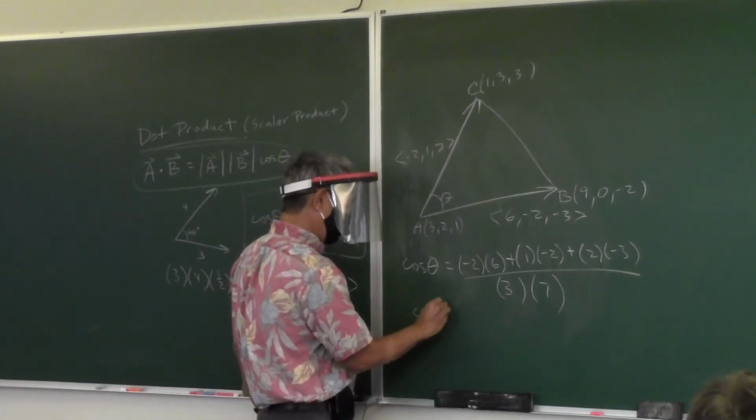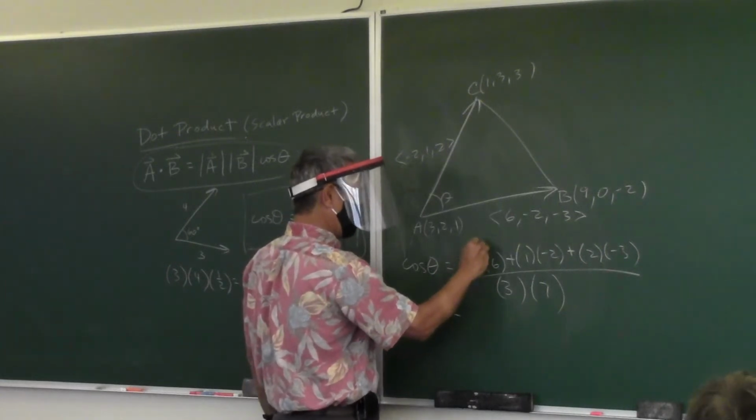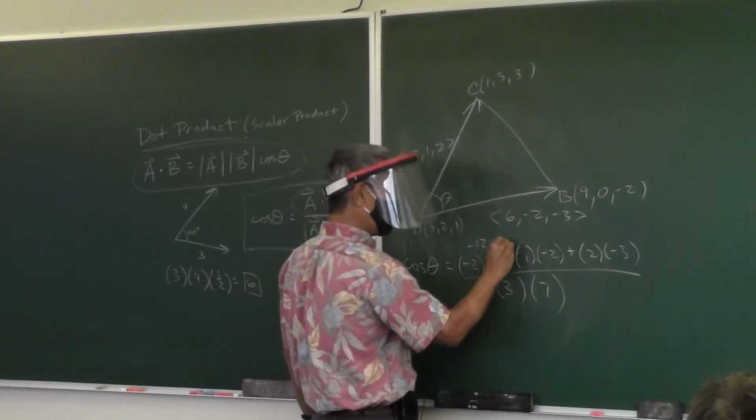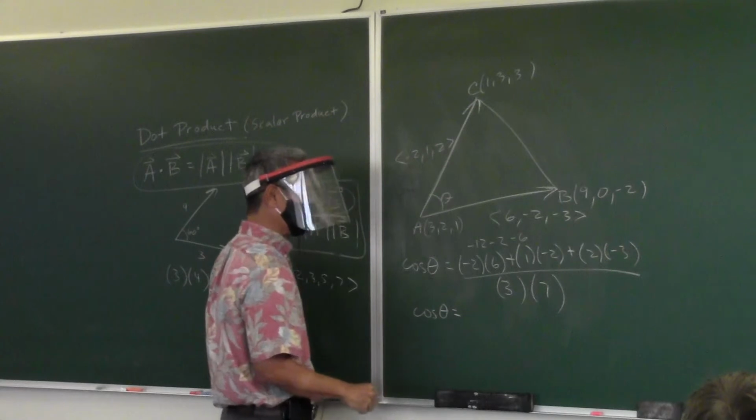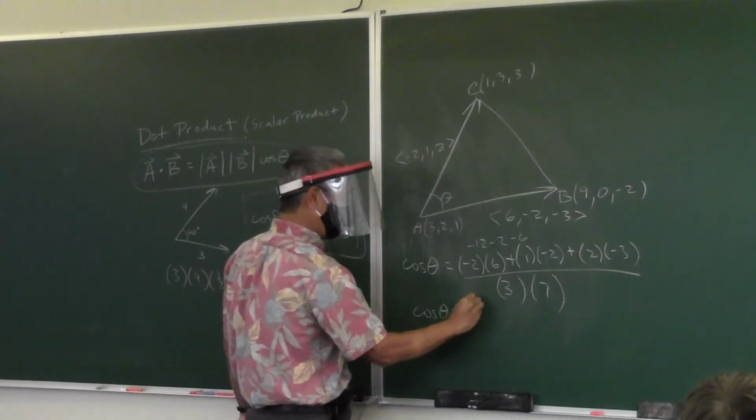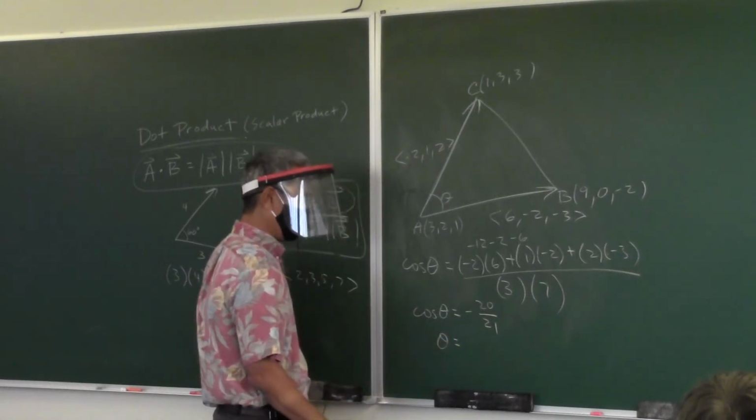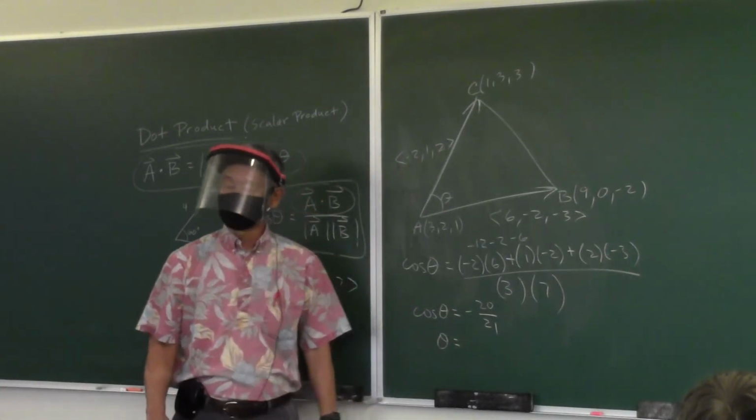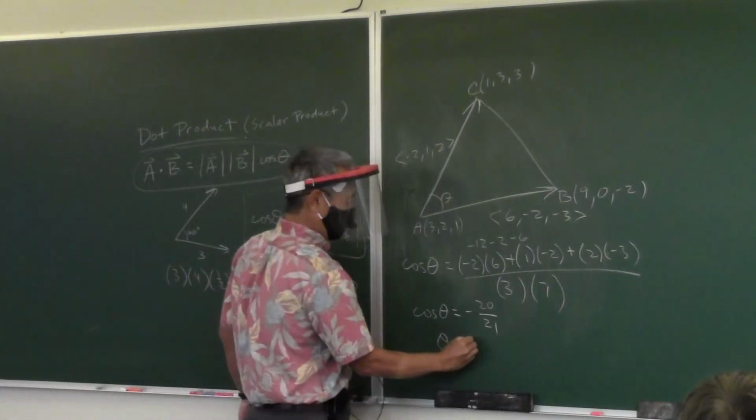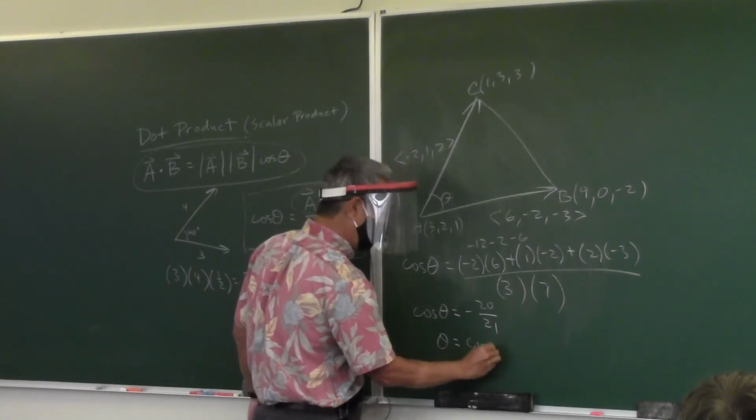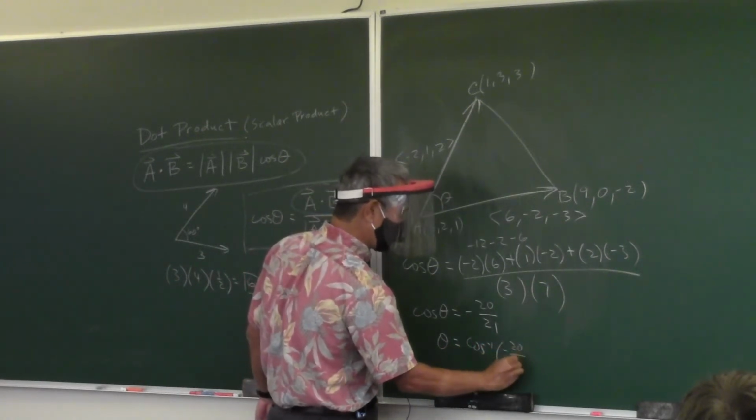Okay, now compute this. So cosine theta is equal to negative 12 minus 2 minus 6. What is that? Negative 20. Negative 20 over 21. So therefore, what is theta? That's not a number we know, so what do we do? Cosine inverse of negative 20 over 21.